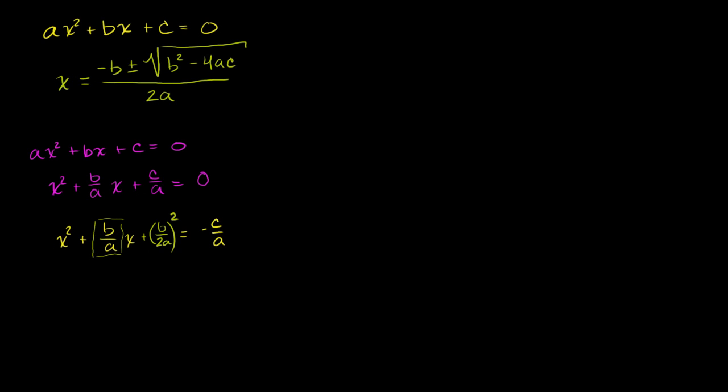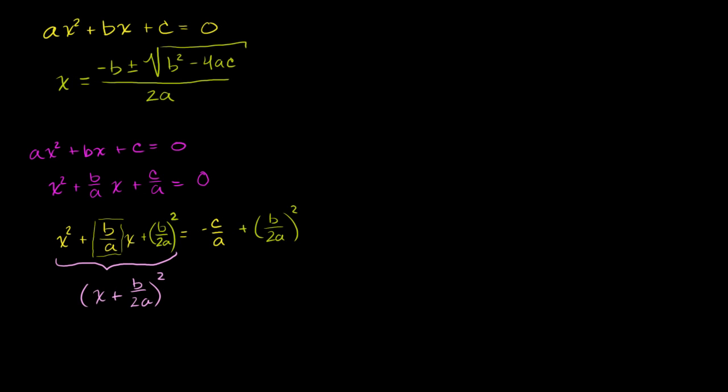Now, of course, we cannot just add the b over 2a squared to the left-hand side. We have to add it to both sides. So you have a plus b over 2a squared there as well. Now what happens? Well, this expression right over here is the exact same thing as x plus b over 2a squared.